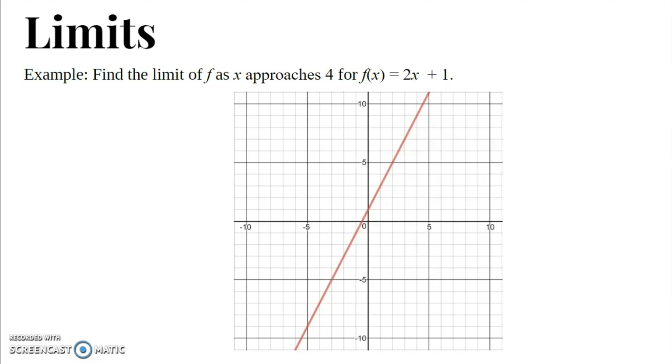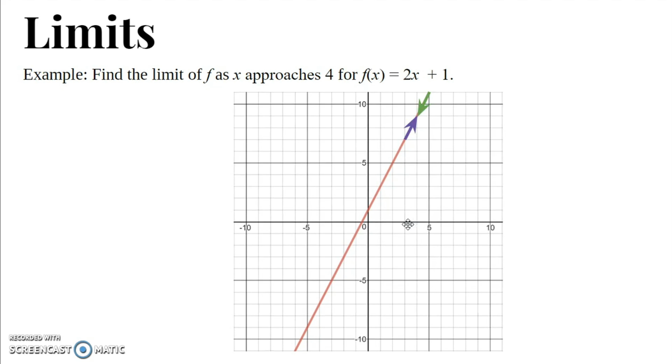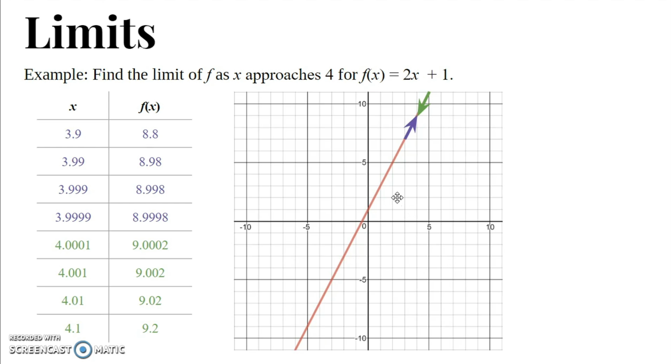To understand more about limits, first let's take a look at an example. Find the limit of f as x approaches 4 for f of x equals 2x plus 1. The limit of f as x approaches 4 is the value of f of x as we get closer and closer to 4. For example, if we start from the left and move close to x equals 4, the y value will be close to 9.